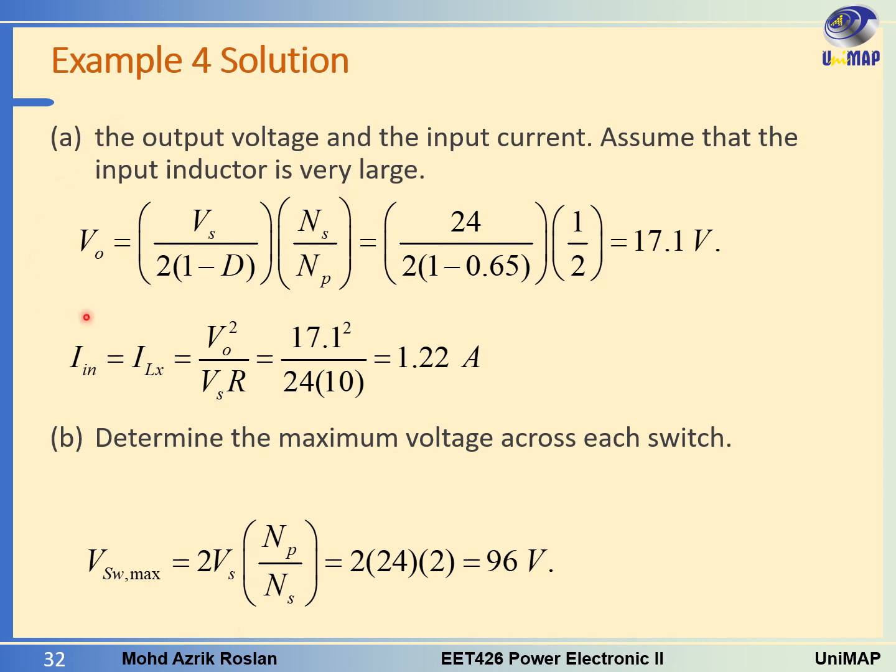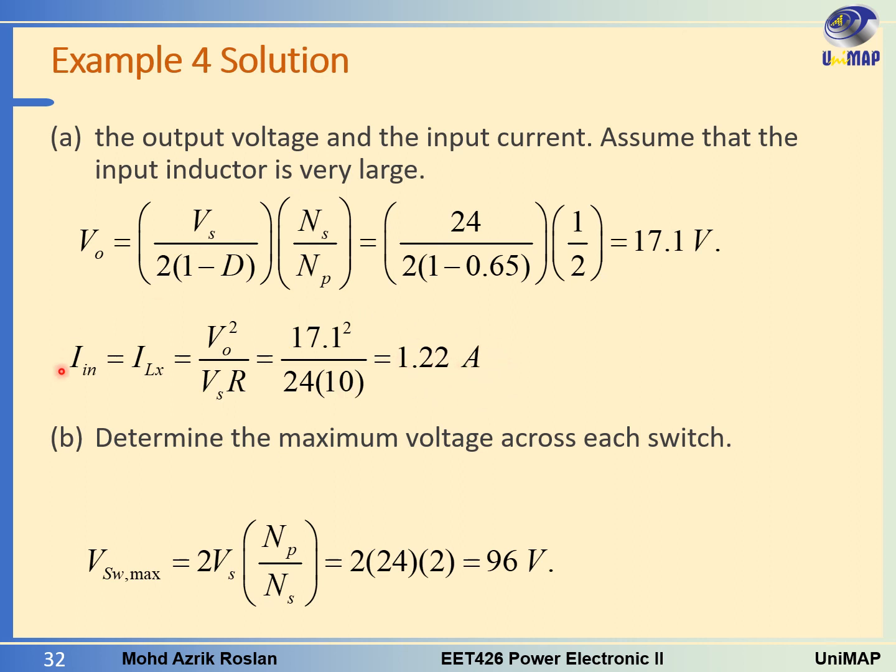For part A, this is straightforward. You have to find the output voltage. Just use this equation and you will get the answer of 17.1 volt for the output voltage. For the input current, you have to know that the input current will be equal to the inductor current. Like we did previously, we assume that this converter is ideal, so the input power equals the output power. Finally, you can get Iin or ILX equals 1.22.